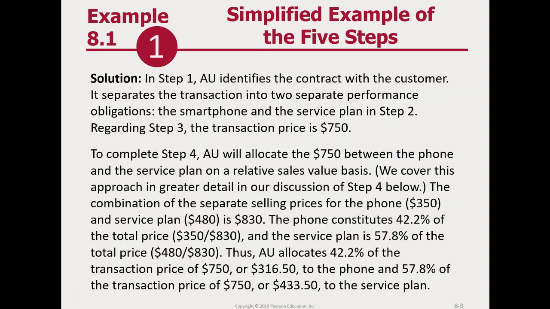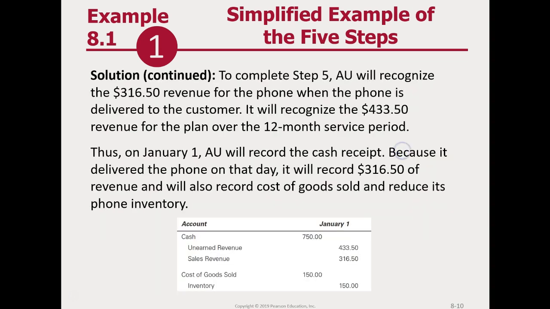They identify the contract with the customer. There's two performance obligations, the smartphone and the service plan. In step 3, we figure out the transaction price, and this time it's fairly straightforward. It's just $750. When we get to step 4, we have to allocate so much towards the phone and so much towards the service. How do we do that? We use the relative fair values.